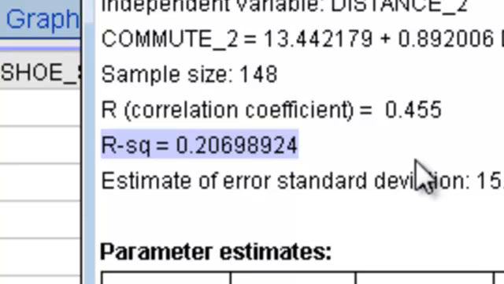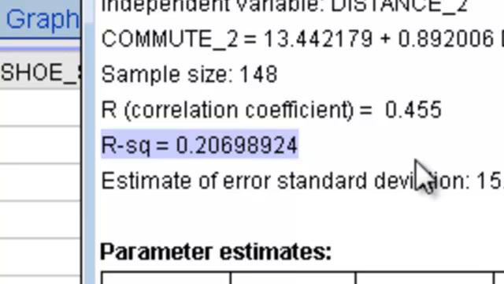So we'd interpret this R square of 0.207 by saying that 20.7% of the variation in commute time, that's the y variable, is explained by the regression on distance traveled. And we can also take this to mean that about 79.3% of the variation in commute time is explained by other factors. What are those other factors? They could be things like, does the student drive to school or ride the bus? Does the student drive primarily on city streets or take the interstate, etc.?